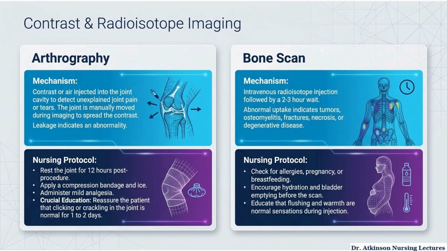Arthrography injects contrast into a joint to identify tears or abnormalities. After the procedure, rest the joint for 12 hours, apply ice and compression, and teach patients that temporary clicking or crackling is normal. Bone scans use an IV radioactive tracer that collects in metabolically active bone, highlighting tumors, fractures, osteomyelitis, necrosis, or degeneration. Before the scan, assess for pregnancy or breastfeeding, encourage hydration, have the patient empty their bladder, and explain that flushing or warmth during injection is expected.